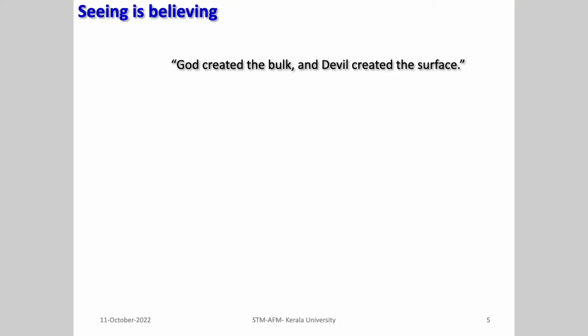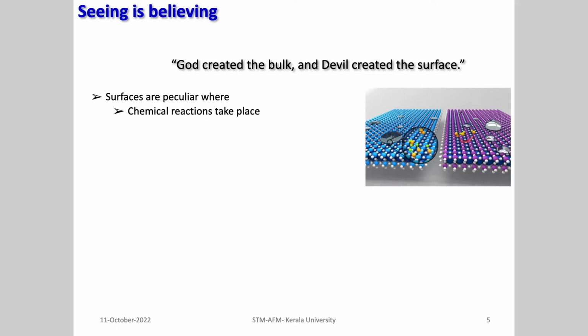Whether it is scanning tunneling microscope or atomic force microscope, all that you are going to see is the surface. You cannot see beyond that, because you are scanning on the surface, and all you are going to see is only the surface. Then why is the surface so important? Why are STM and AFM so important? Because of this reason.